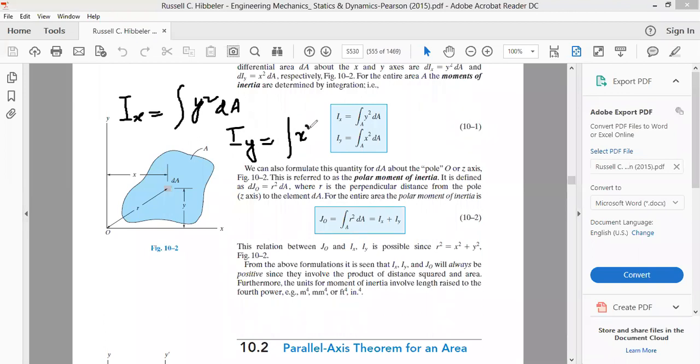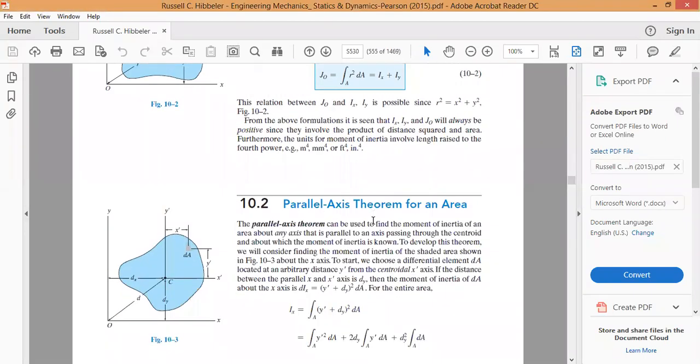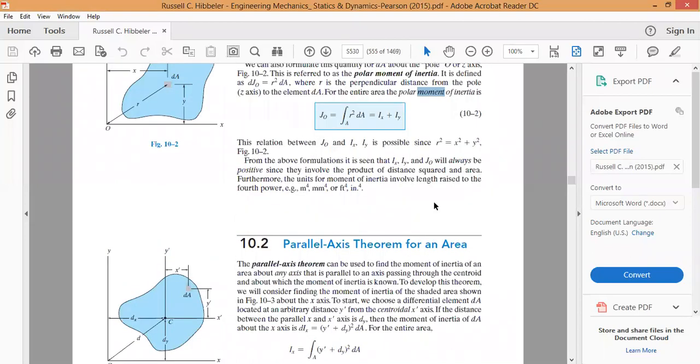Before we go ahead in using these equations, it's very important for us to understand one more concept, what we call the parallel axis theorem. Let's see what the parallel axis theorem for the moment of inertia states.